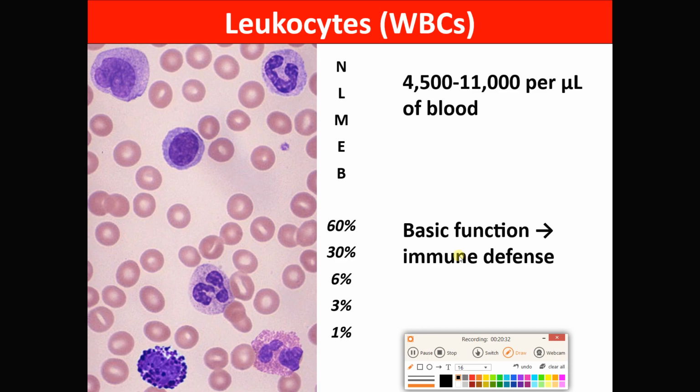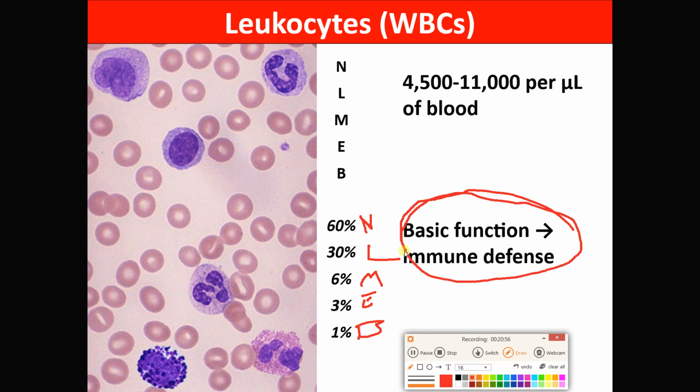Now, we do have to know our percentages. In the blood, 60% of our white blood cells are typically going to be neutrophils. Around 30% are going to be lymphocytes. Around 6% monocytes. 3-ish% eosinophils. 1-ish% basophils. And the job of all of these white blood cells is immune defense. We don't want to be deficient in white blood cells at all.